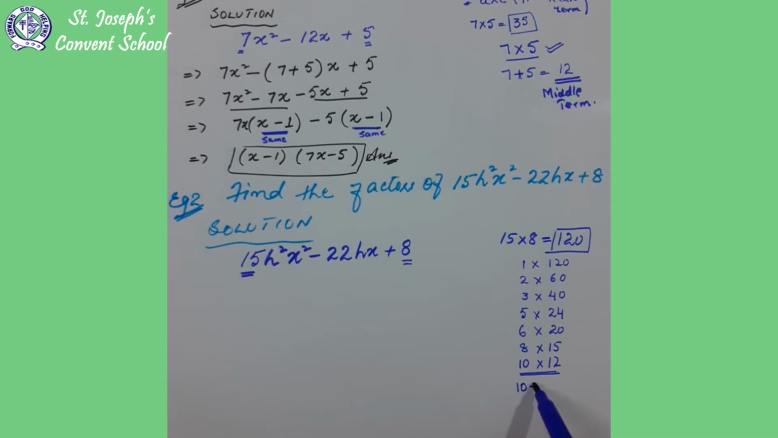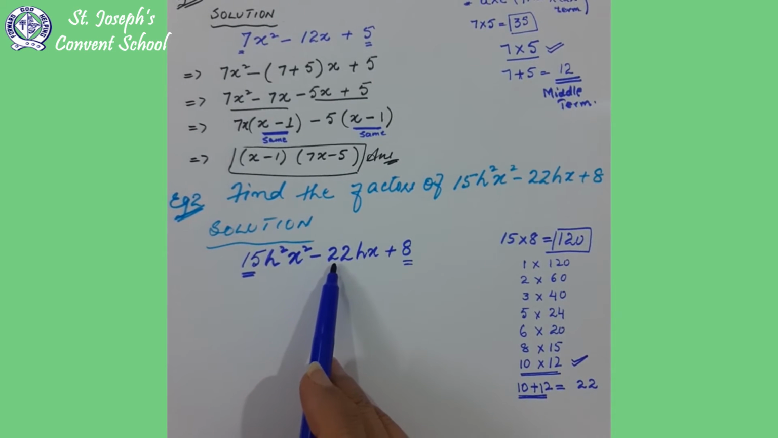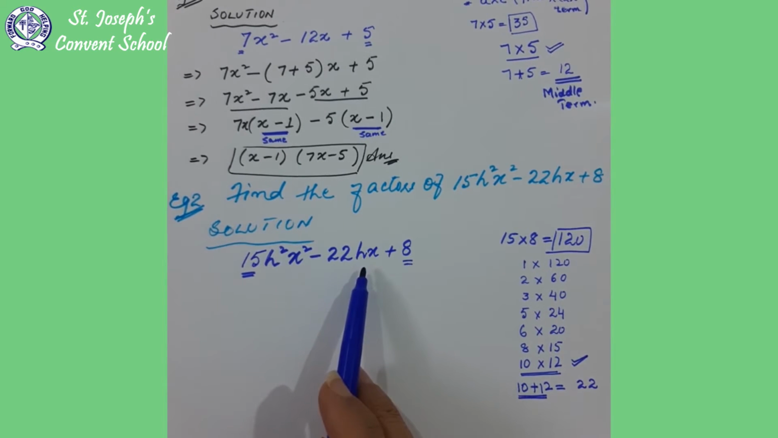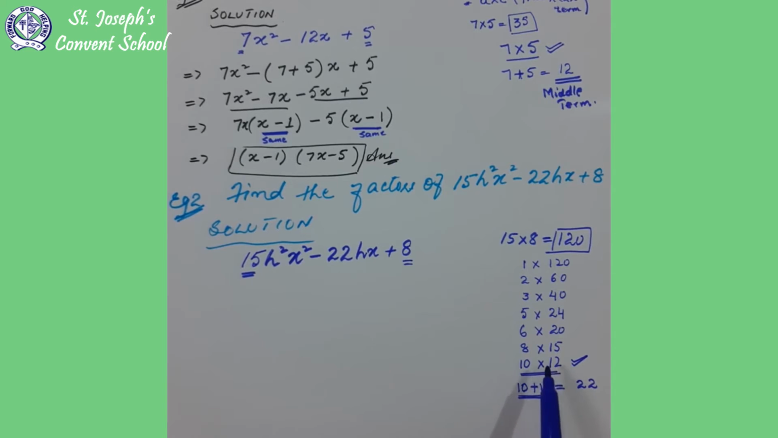10 plus 12. If we add these two, you will get the required middle term, right? So after adding 10 and 12, you are getting the required middle term. So it means these are the two factors, okay? So instead of 22, we'll break the middle term. Instead of 22, what we'll write? 10 plus 12, okay? So these are the required factors. When we multiply 10 and 12, you'll get 120, and when we add 10 and 12, you'll get the middle term 22. So these are the required factors.